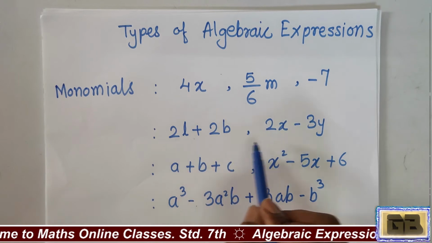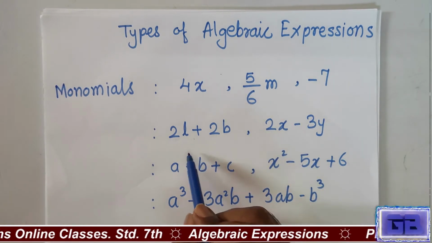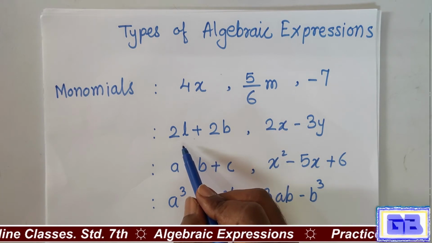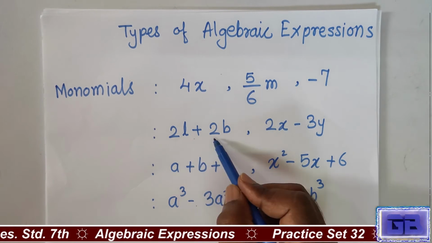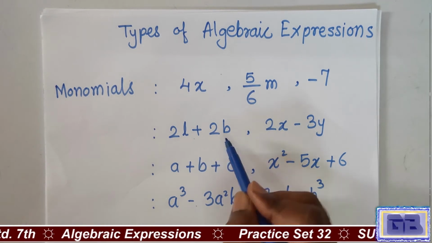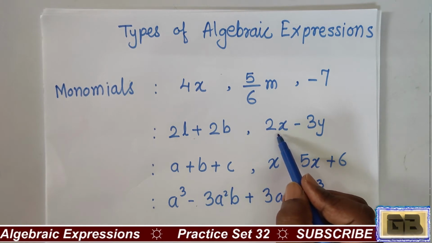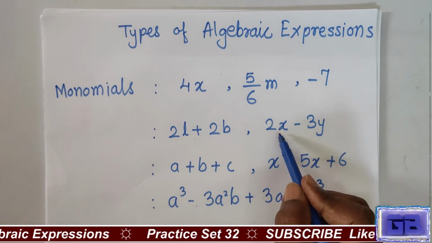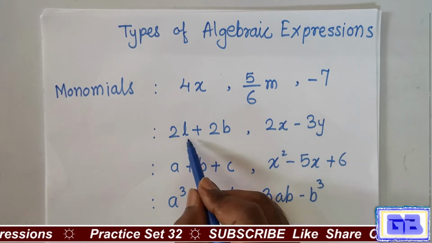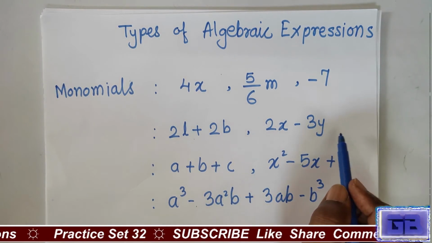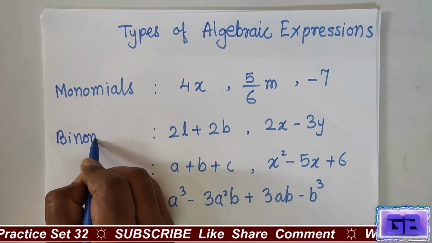Now in this group of algebraic expressions, if you see the first example, 2l plus 2b, here is one term and this is the second term. These two terms are separate. In this example also, 2x minus 3y, 2x and minus 3y, these terms are separate. Here two terms, here two terms. An expression with two terms is called a binomial.